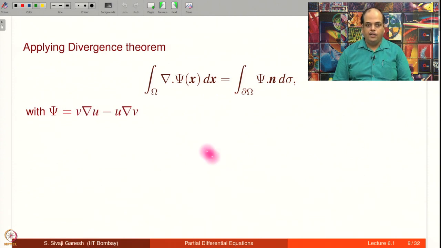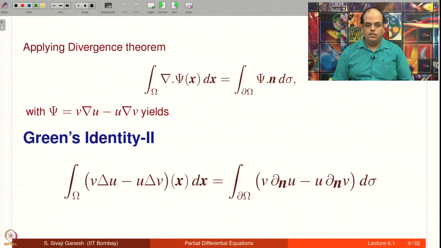Now if you apply the divergence theorem with this choice of psi, we get Green's identity 2. So it is the integral over omega of v Laplacian u minus u Laplacian v dx, which is equal to the integral on the boundary of v dou n u minus u dou n v d sigma.